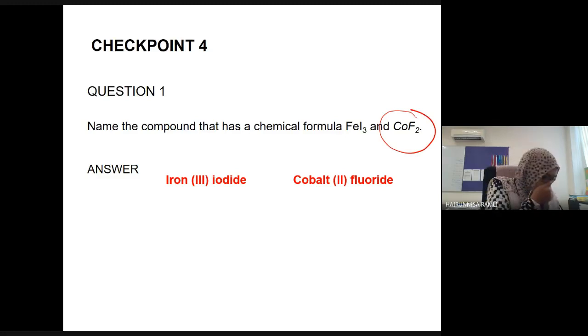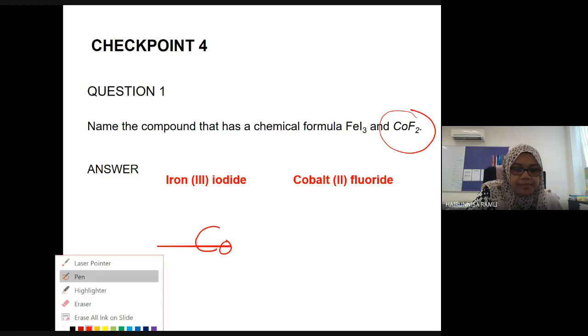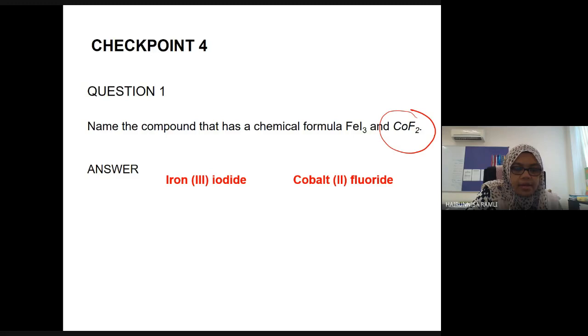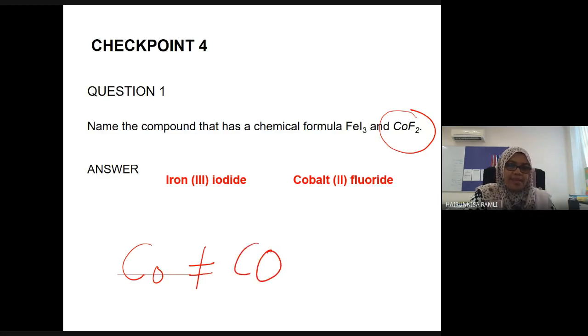Cobalt 2. Sementara saya ingat ni saya beritahu lah eh. Co, sorry. Kenapa pula terjunting ni. Okay. Co. Jadi tak sama dengan CO. Beza eh? Sometimes biasalah kadang student dia tahu tapi sometimes you punya handwriting tu. Co is cobalt, CO is carbon monoxide.